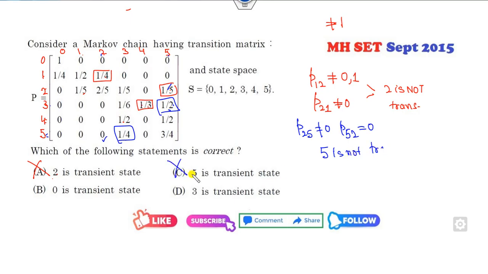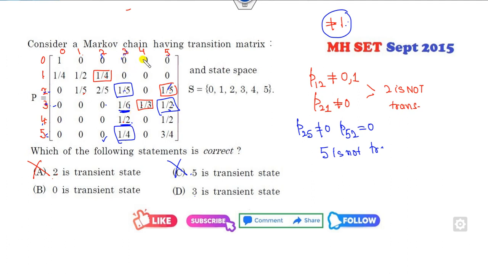Fine. 5 is not transient. Look at the 3. Third is here. This number is my 2, 3. Make sure when you apply these shortcut tricks, this number should be non-1. 2, 3, 3, 2. Fine. This number is 3, 3. Fine. This number is 4, 3.